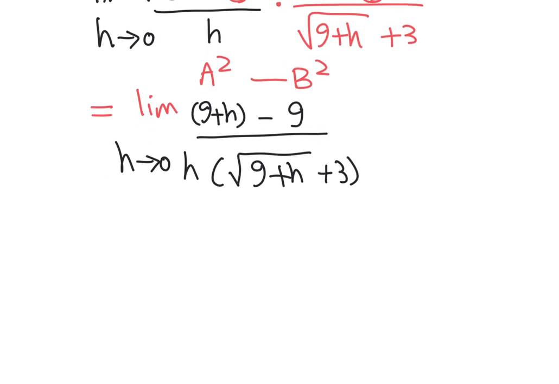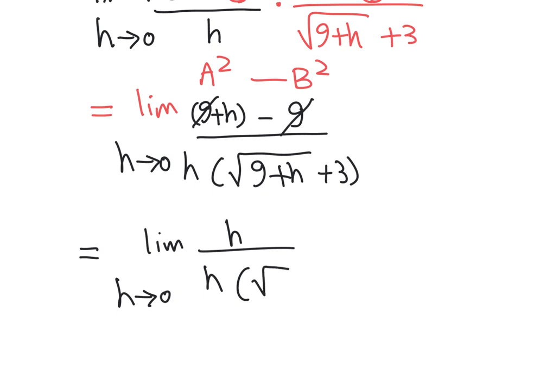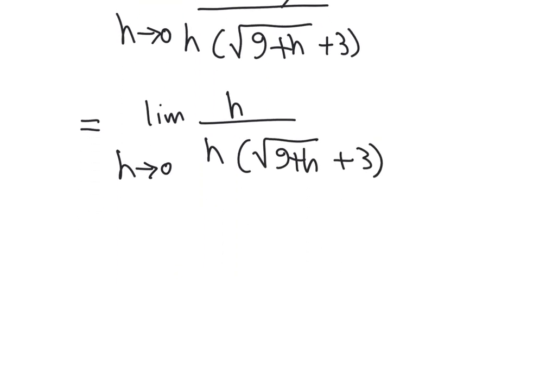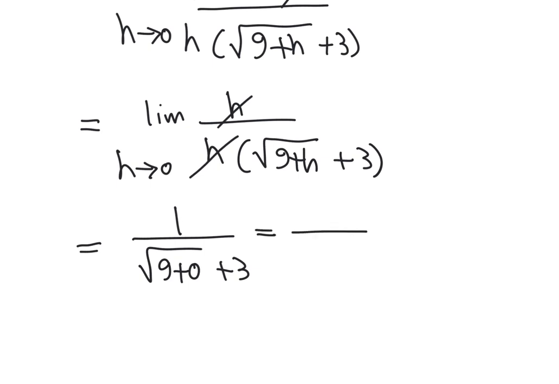You can cancel 9 by minus 9, so it equals the limit of h over h times root 9 plus h plus 3. Okay, now it's time to plug 0 in your fraction, but before you evaluate this limit, you need to cancel h by h. So it's 1 over root 9 plus 0 plus 3 equals 1 over 3 plus 3, which is equal to 1 over 6.